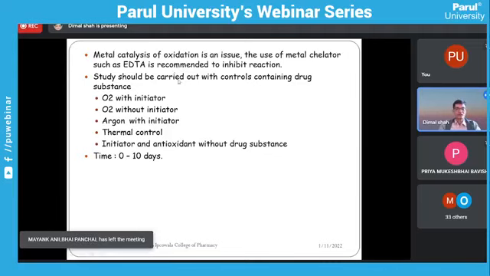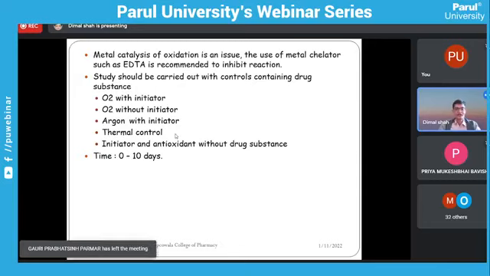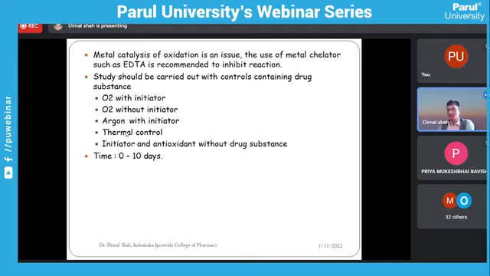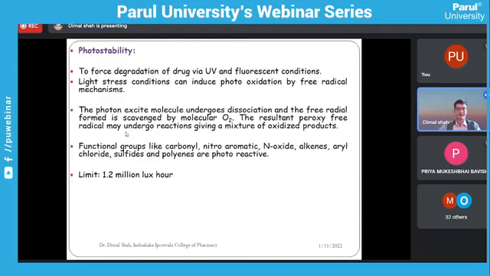So this study should be carried out in this way: oxygen with initiator, oxygen without initiator, argon with initiator. Argon is considered an inert gas. So what is the condition of your drug in the presence of inert gas? That also we can check. Then thermal control, and initiator and oxidant without drug. So these are the models that should be adopted for performing a study. Instead of hydrogen peroxide, if we have the facility, we should go with molecular oxygen. And the time is 0 to 10 days.